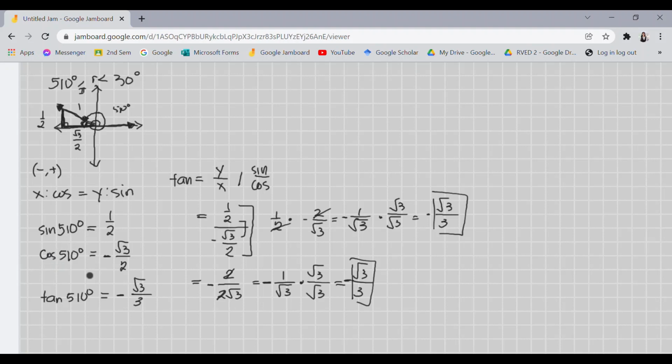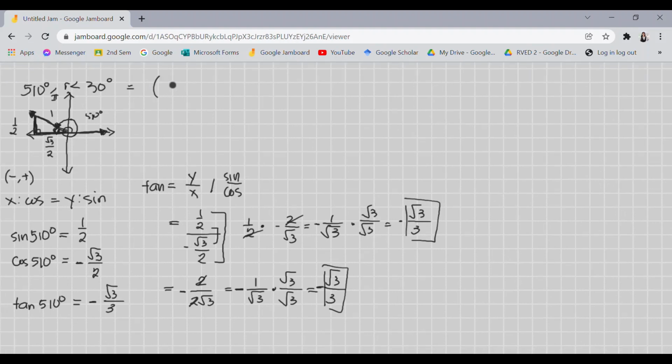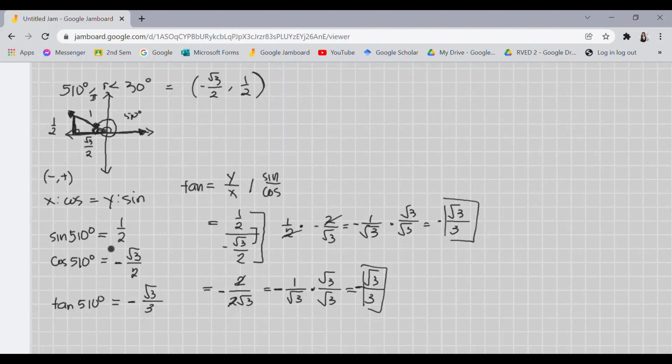And then for the trigonometric pair, you can write here for 510 degrees, your coordinate pair will be negative square root of 3 over 2, comma, 1/2. Okay? Whereas you can answer that sine 510 is 1/2, cosine 510 is negative square root of 3 over 2. And then tangent is negative, since negative and positive yung ating pagdi-divide, opposite sign sila. Negative square root of 3 over 3, which is also shown here. Okay? So let us try another example.